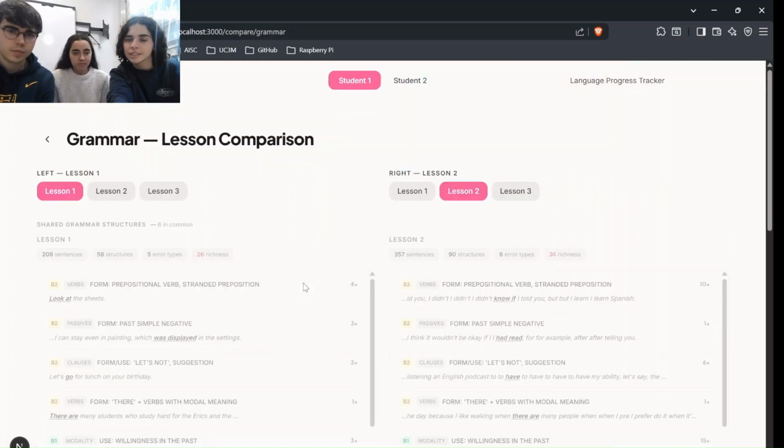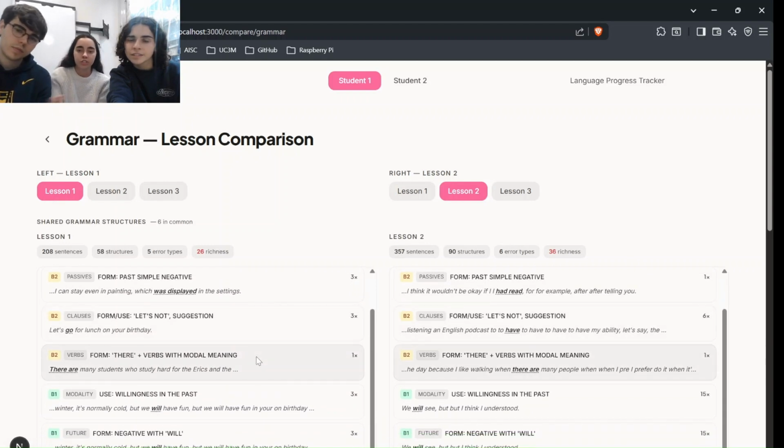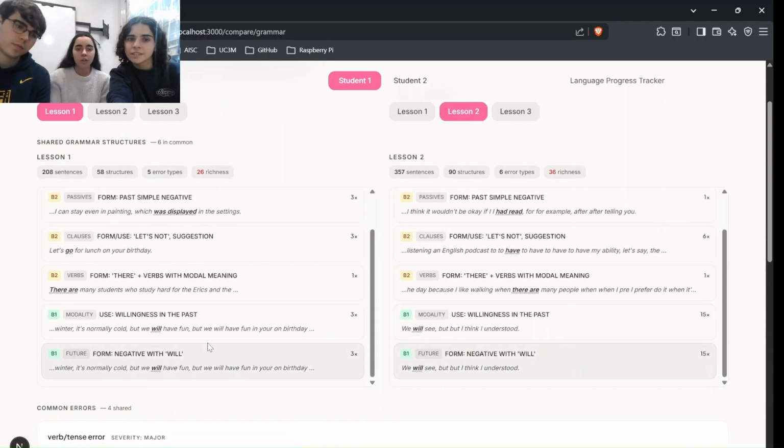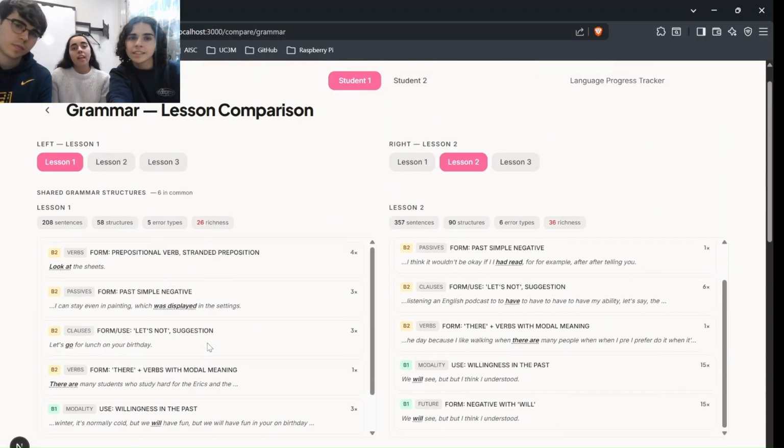Then for the grammar, we used the shared structures that were measured in both, and also the common errors, so the student knows what they should practice.